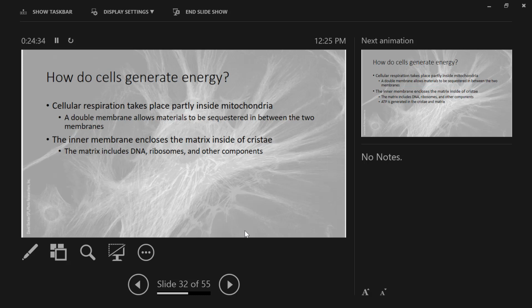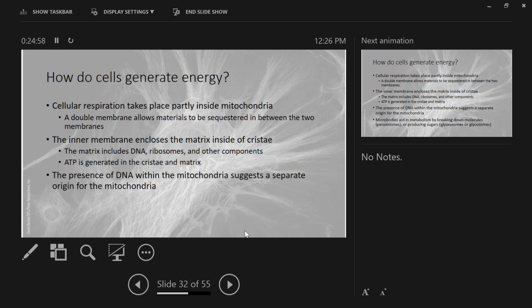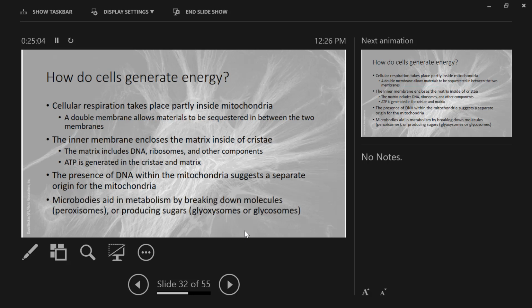And we'll talk through this. Again, I know we talked through this in organismic, but we'll talk through this again. So ATP is generated within the matrix, in these cristae and these folds, in the folds of the cristae and inside of the matrix itself. So the presence of DNA within the mitochondria suggests a separate origin to the mitochondria.